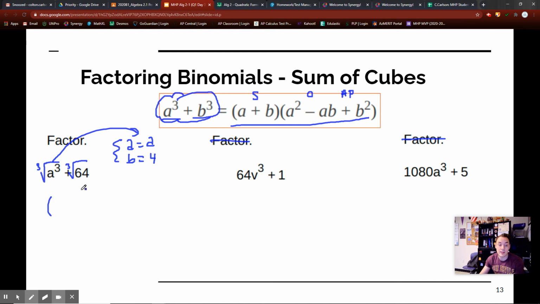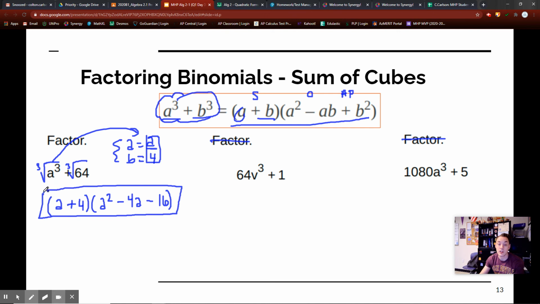So what I have is a plus b. So what's my a? Well, a equals a. So a plus b, which is 4, times a squared minus a times b. Well, a times b would be 4a. So these two numbers together, 4a. And then b squared, what's 4 squared? Is just 16. And that is how I would do my sum of cubes here.